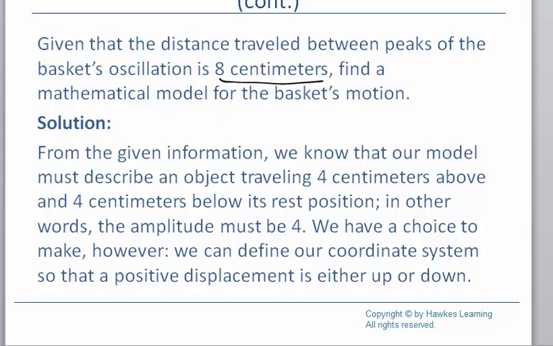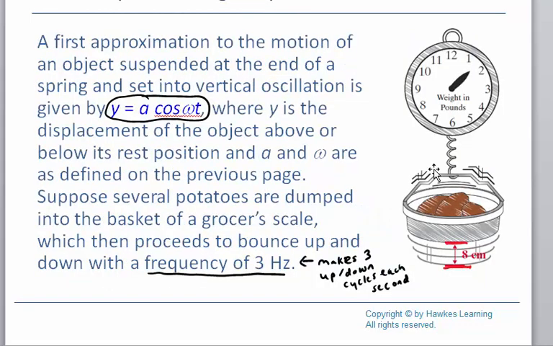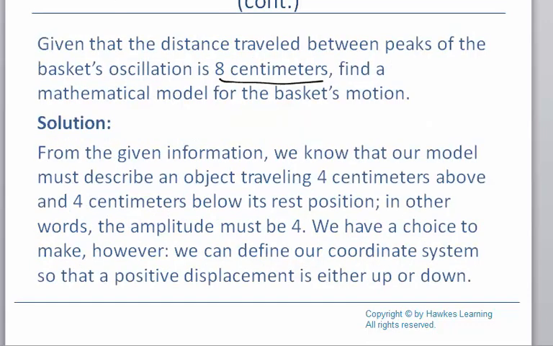All right, so we know that somewhere in the middle we have kind of a resting point for this basket. Sometimes when the weight is heavy it goes below and sometimes it goes above, but the resting position lies right in the middle of the 8 centimeters. So from the given information we know that our model must describe an object traveling 4 centimeters above and 4 centimeters below its rest position. In other words, the amplitude must be 4.